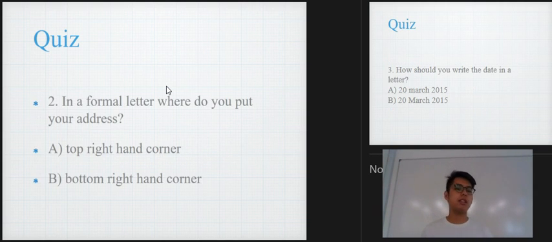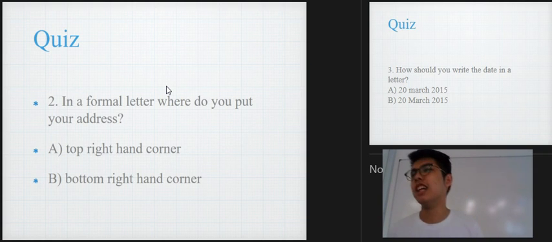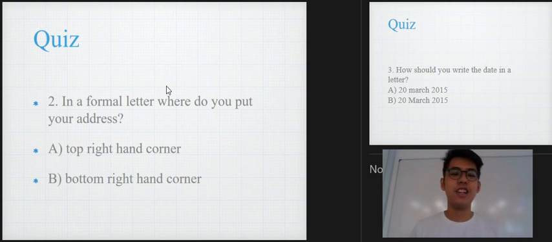So now we talk about something about the formal letter of the editing. In a formal letter, where do you put your address? Is it in the top right-hand corner or the bottom right-hand corner? Whoever wants to answer can raise your hand. Okay. Yeah, correct.